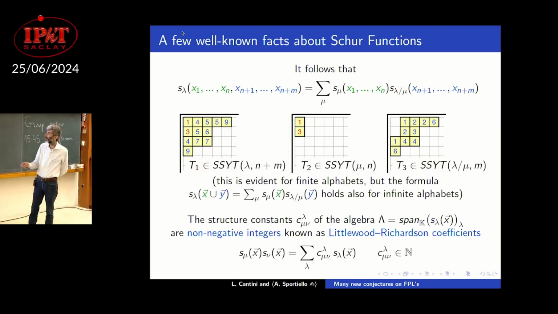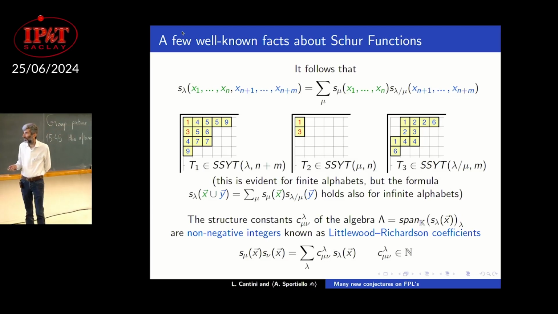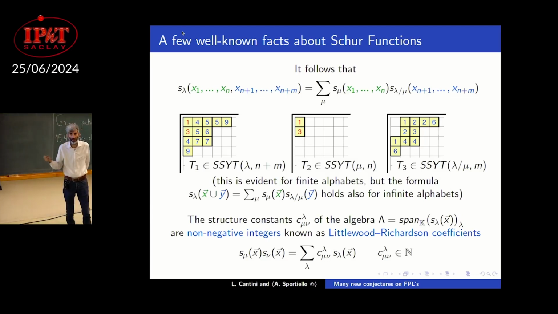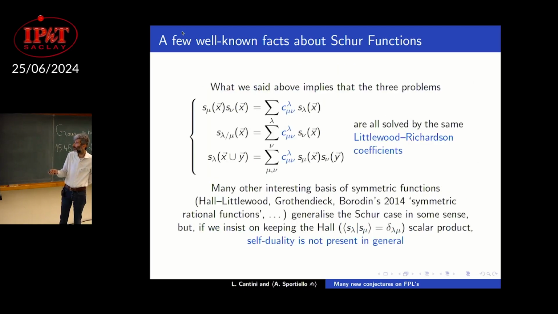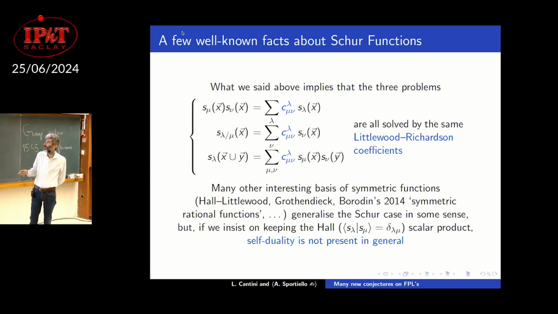And you see again the appearance of the Littlewood-Richardson coefficients. They exist for those polynomials because that's an algebra, but they also emerge when you want to multiply, of course, but also to split the skew functions. All in all, the Littlewood-Richardson coefficients appear in three different problems: multiplying Schur functions, decomposing skew Schur functions, and splitting an alphabet.